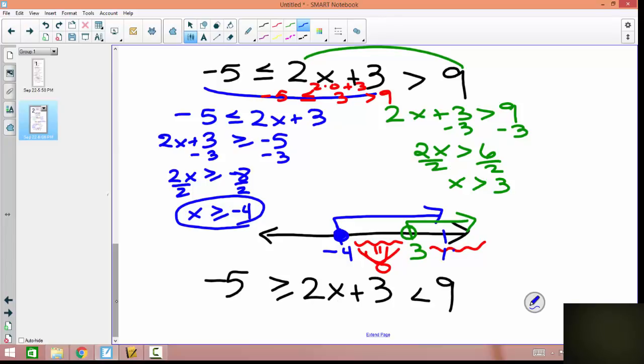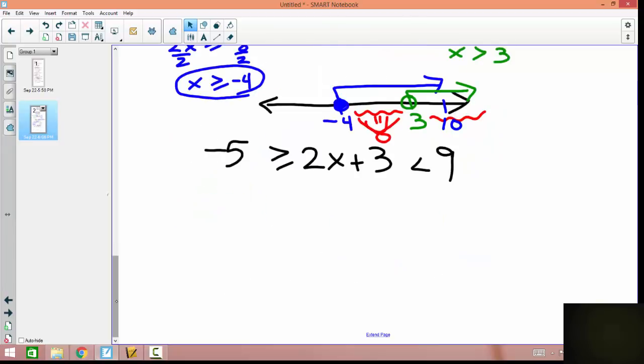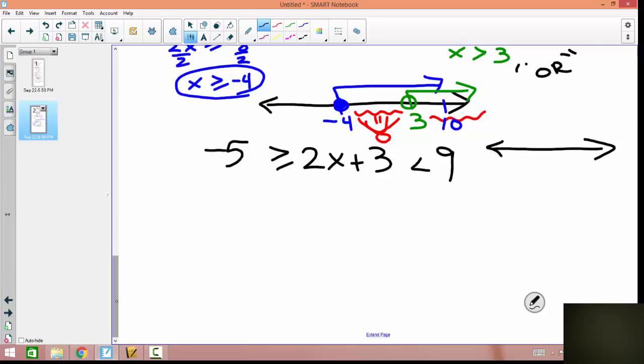So most likely up here is going to work too. But let's just check. 10 to me, that is calling me. Any number over 3 you can plug in. So if you plug in 10, you have 2 times 10 plus 3. Well, that's 23. So -5 is less than or equal to 23. That is true. And then is 23 greater than 9? That is true. So your graph to this equation is actually the blue graph. This is an or statement because the blue is the one that works. One or the other or both.